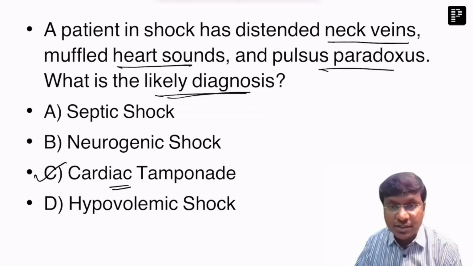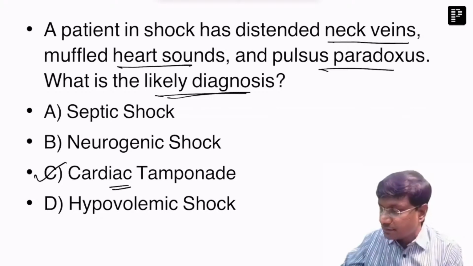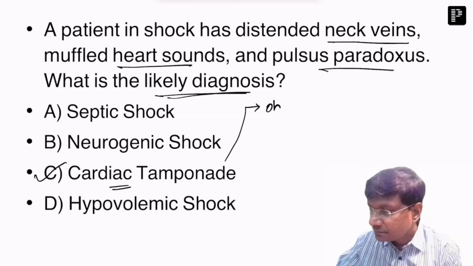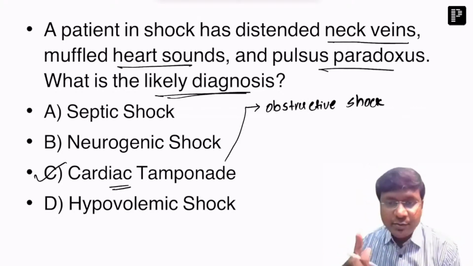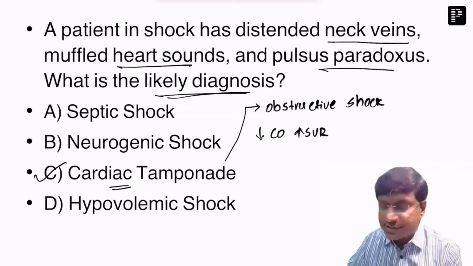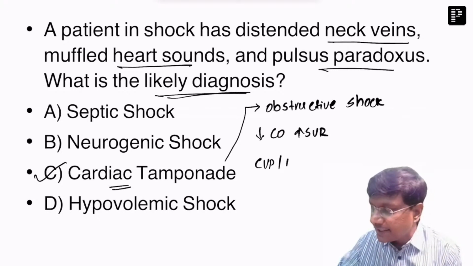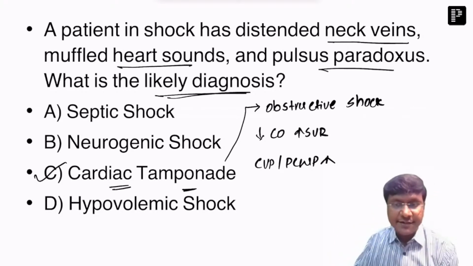And remember, cardiac tamponade does not come under cardiogenic shock. It comes under obstructive shock. So what will be the hemodynamics in obstructive shock that we have discussed? There will be decrease in cardiac output. There will be increase in systemic vascular resistance, and the central venous pressure as well as the pulmonary capillary wedge pressure in case of cardiac tamponade are elevated.